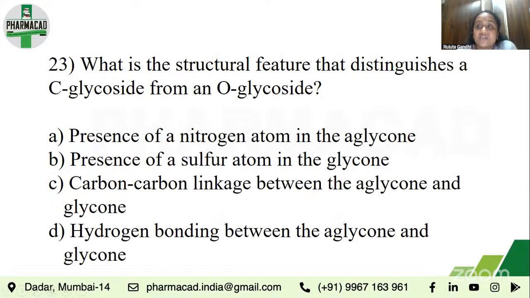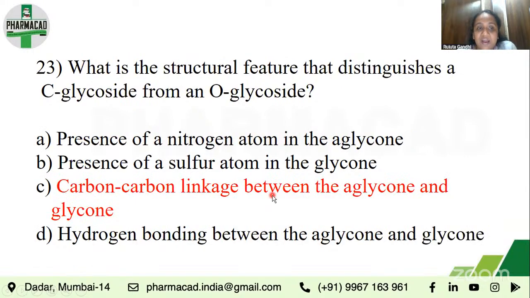Next question. What is the structural feature that distinguishes a C glycoside from an O glycoside? Is it the presence of a nitrogen atom, or the presence of a sulfur atom in the aglycone? So glycone and aglycone are the two parts of the glycoside. This you should know when you are appearing for an exam. That much is the basic. Carbon-carbon linkage between the glycone and aglycone, or hydrogen bonding between them. They have asked about a structural feature that distinguishes C glycoside from an O glycoside. Again, it's a very, very easy answer. All the other options do not match anywhere.